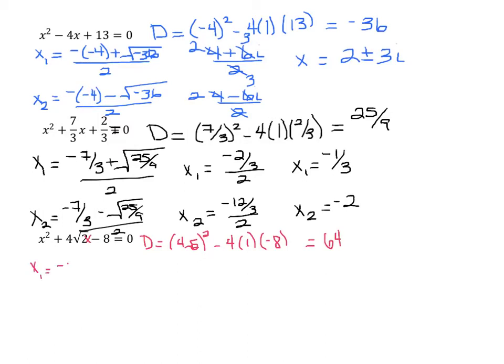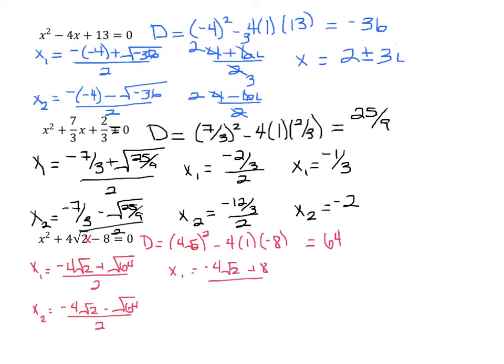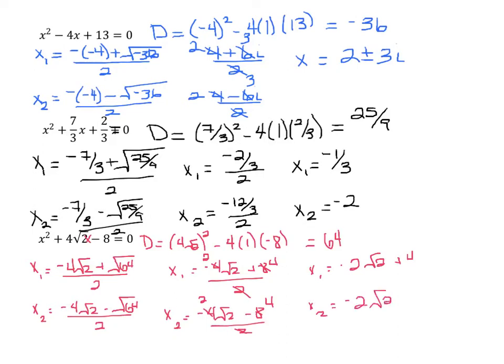So I have negative b plus the square root of 64 over 2 and negative b minus the square root of 64 over 2. So this will give us, and then of course we can simplify. This cancel, we get a 4 and a 2. Same thing here. So x sub 1 is negative 2 root 2 plus 4, and x sub 2 is negative 2 root 2 minus 4.